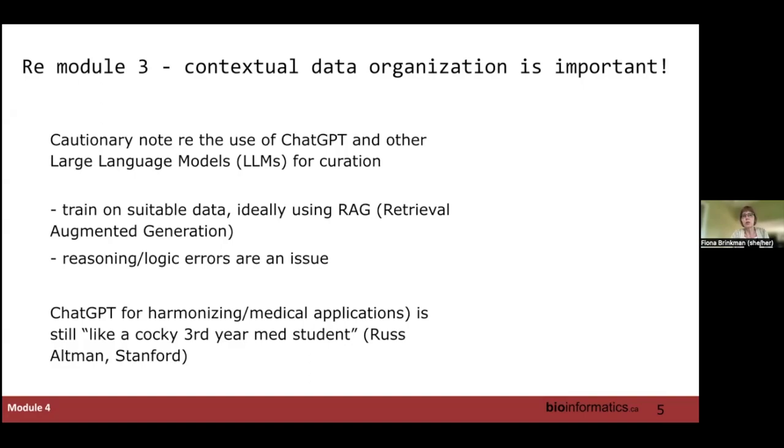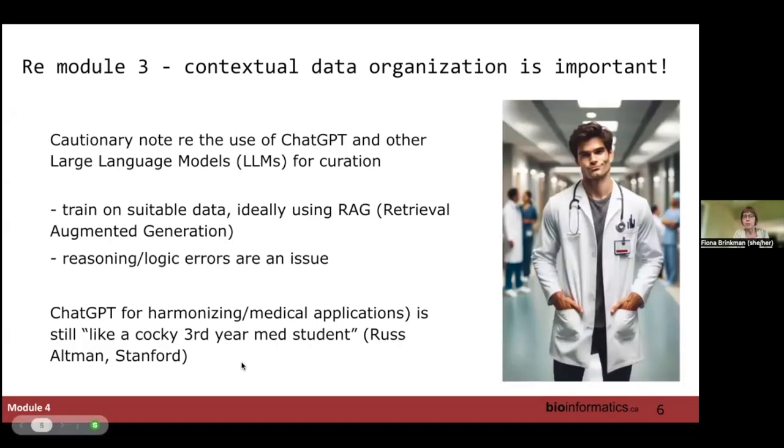I wanted to add a cautionary note about using ChatGPT and other large language models for curation. Some people are using it successfully now when they train it on suitable data, ideally using this RAG, what we call retrieval augmented generation. I won't get into that, but I do want to caution that it still has issues with reasoning and logic errors. The best description I heard is that it's like a cocky third year medical student: it'll know a lot, but it'll very confidently say something wrong. So I asked ChatGPT to make a picture of a cocky third year medical student, and this is what it came up with.